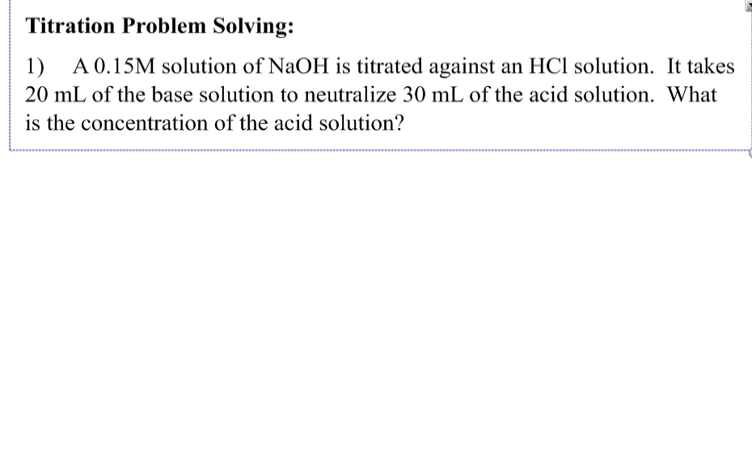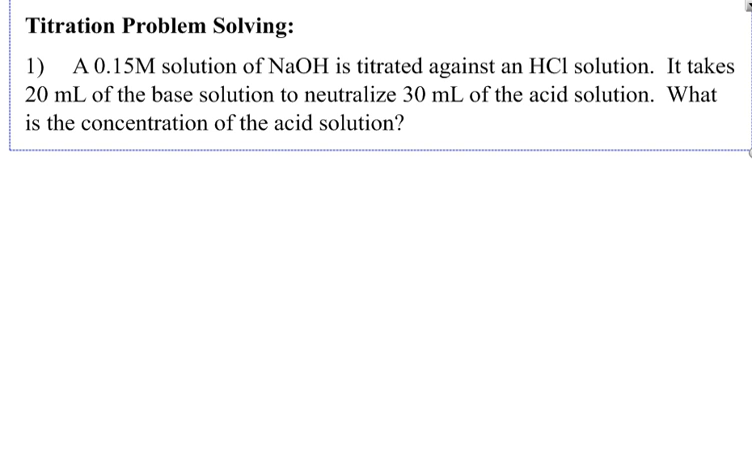All right, so let's try some examples with this titration equation. The first thing you can see, we have a problem that says we have a 0.15 molar solution of NaOH titrated against an HCl solution. It takes 20 milliliters of the base solution to neutralize 30 milliliters of the acid solution. What is the concentration of the acid solution?